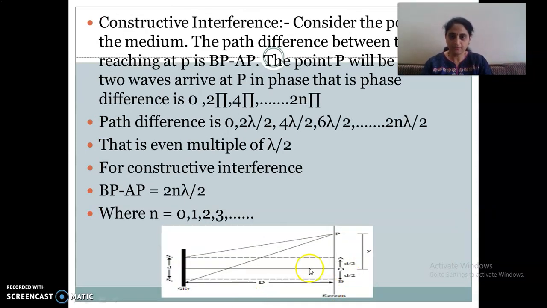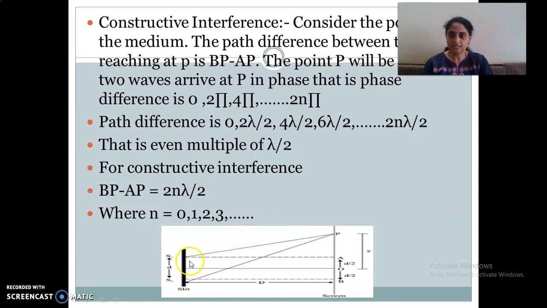This BP and AP, which is an even multiple. Same for constructive interference. In constructive interference, consider the point P, means this point P, in the medium. The path difference between the waves which reach point P.